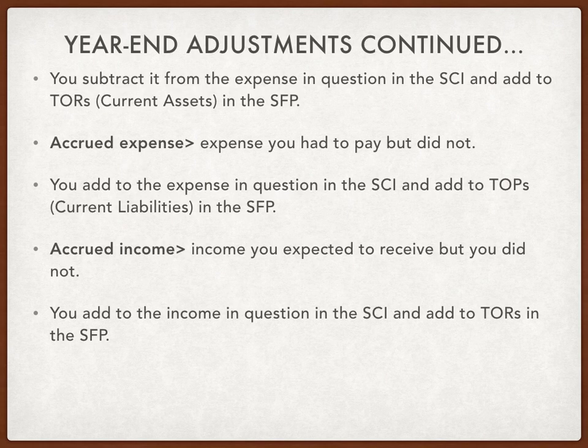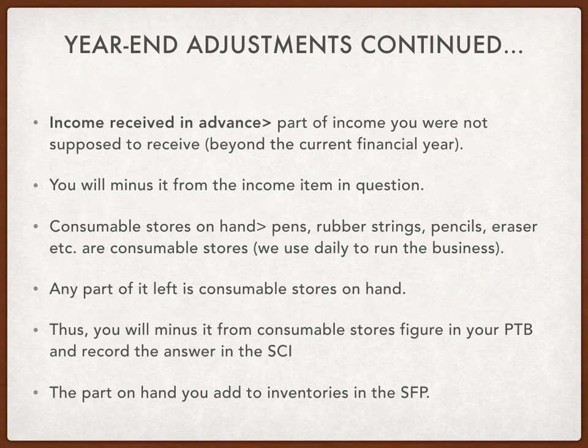We have accrued income. This is the opposite of accrued expense. It's an income you expected to receive, but you did not. In the statement of comprehensive income, you'll add to the income in question, for example, commission income or rent income, and also add it to trade and other receivables in the statement of financial position. Moving on to the next slide.